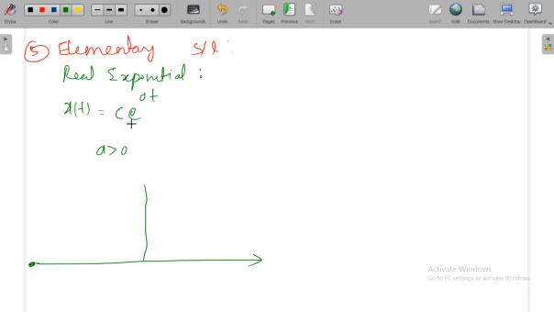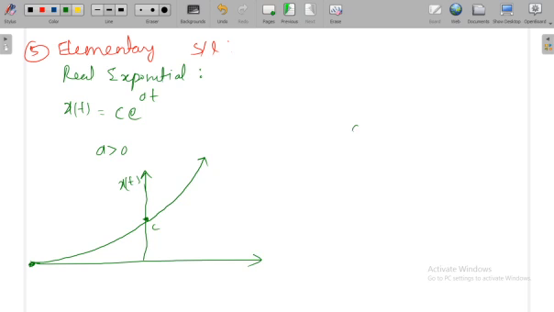When my t is equal to 0, e power 0 is 1, then you will get c here. Okay, when my t increases, this value increases. So what I can do, I can denote like this. This is the exponentially rising function, but this is true only when a is greater than or equal to 0.